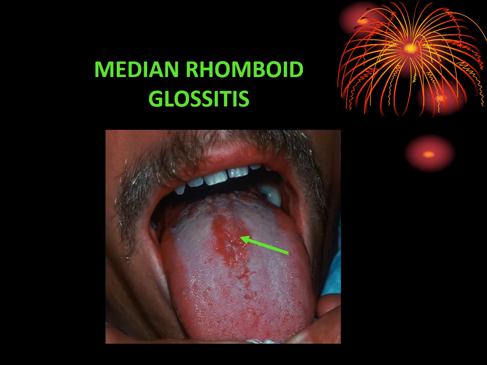So the next one is the median rhomboid glossitis. In the middle of the dorsal surface of the tongue, in the shape of a rhomboid, there will be presence of inflammation of the tongue structure. So this is called median rhomboid glossitis. Mainly this is caused due to candidal infection. So chronic candidiasis can also be called median rhomboid glossitis. This will be in a rhomboid shape and will involve the midline of the tongue.